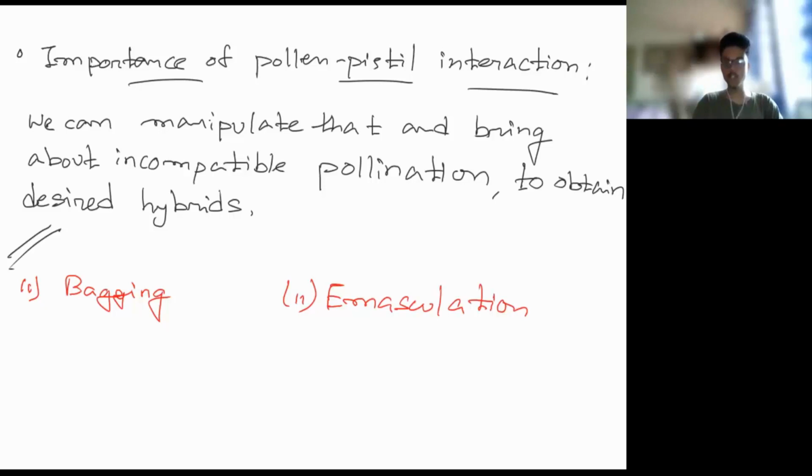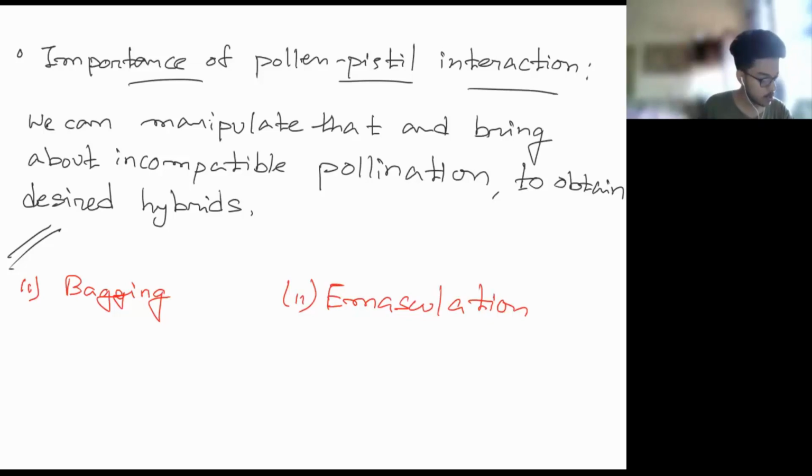In case we have a bisexual flower, we want to make it a unisexual female flower. So using a pair of forceps, we are removing the male reproductive whorl, that is the androecium. This is the process of emasculation. We are turning a bisexual flower into a unisexual female flower.